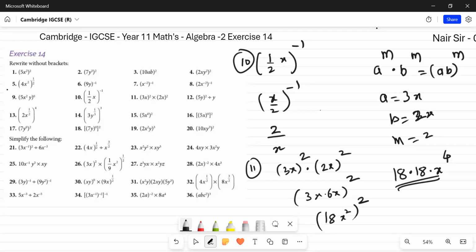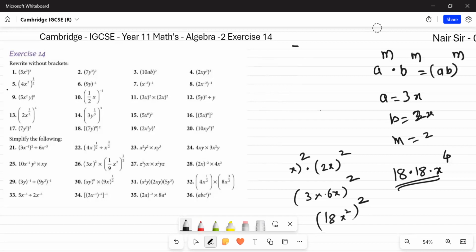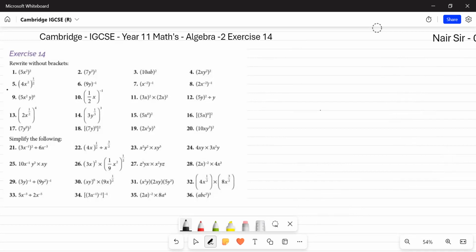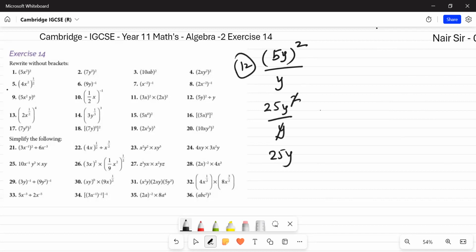Okay, let's go to the next one. These videos are going to be long because I'm solving each question, trying to help you all. Okay, so the 12th one. 5y the whole squared divided by y. 5y the whole squared can be written as 25y squared upon y. y and y get cancelled. My answer is 25y. This is my 12th. 13th.